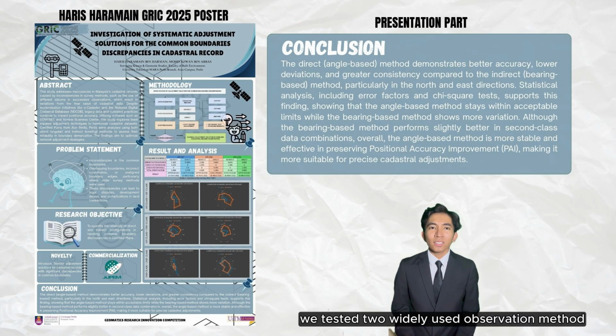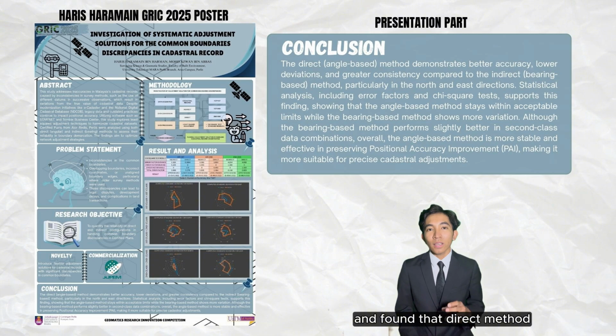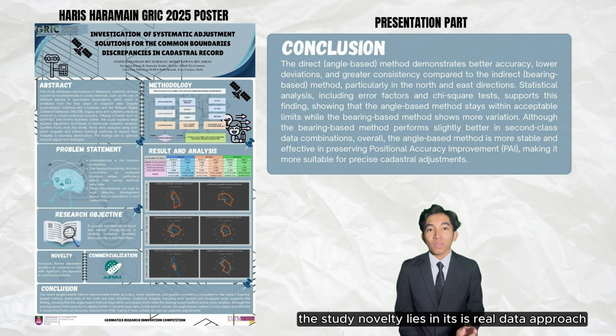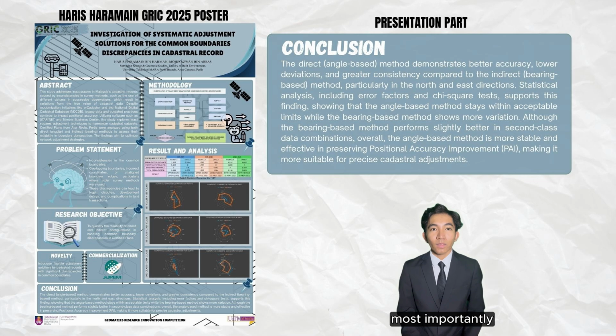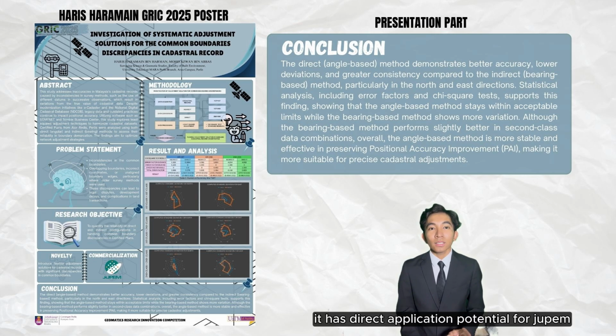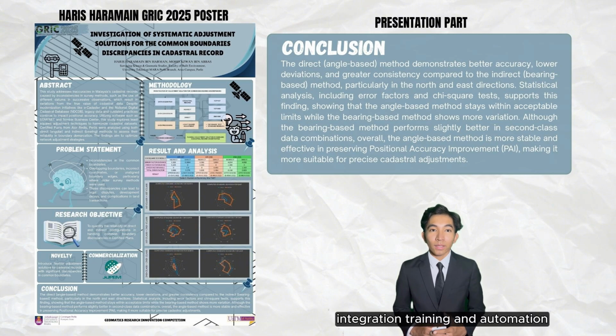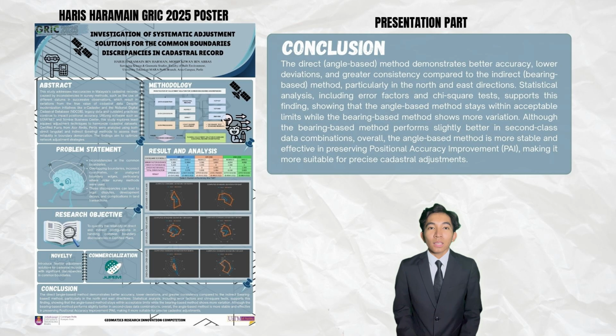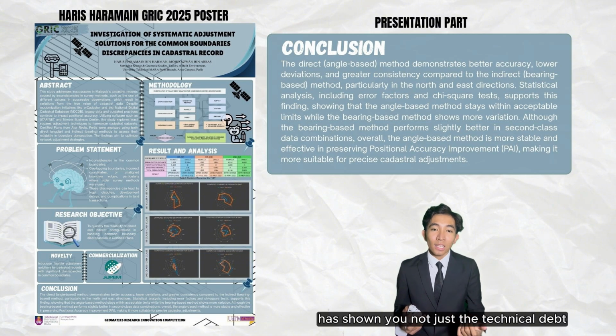To summarize, cadastral discrepancies still exist and affect landowners, developers, and legal processes. We tested two widely used observation methods and found that the direct method, which is angle-based adjustment, is more accurate and stable. The study's novelty lies in its real data approach and side-by-side comparison of methods. Most importantly, it has direct application potential for JUPEM and other land authorities through integration, training, and automation.